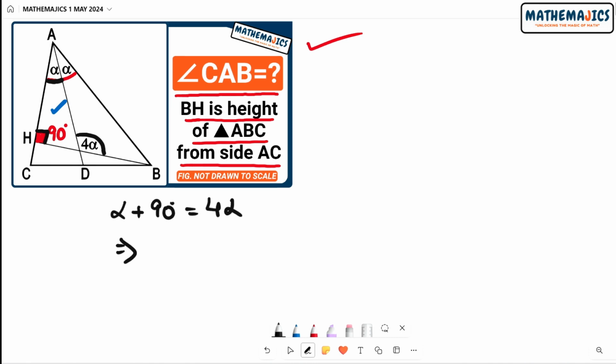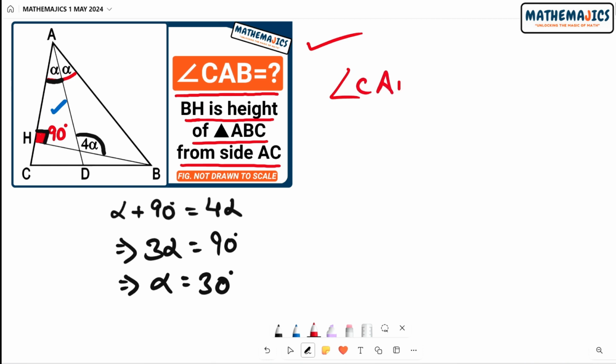That means 3 alpha will turn out to be 90 degrees, which will give us alpha as 30 degrees. But this is not the final answer. We need to find angle CAB. Angle CAB is nothing but alpha plus alpha.